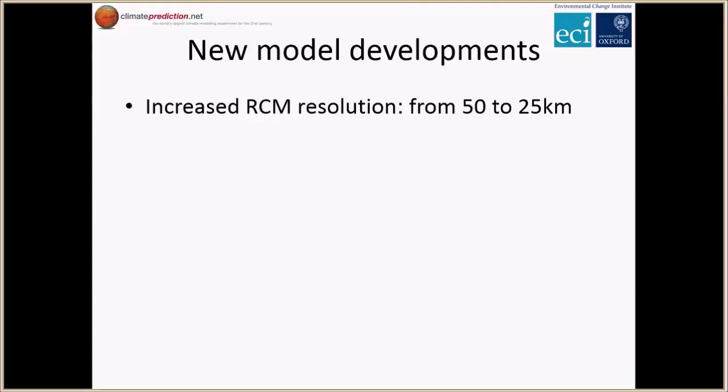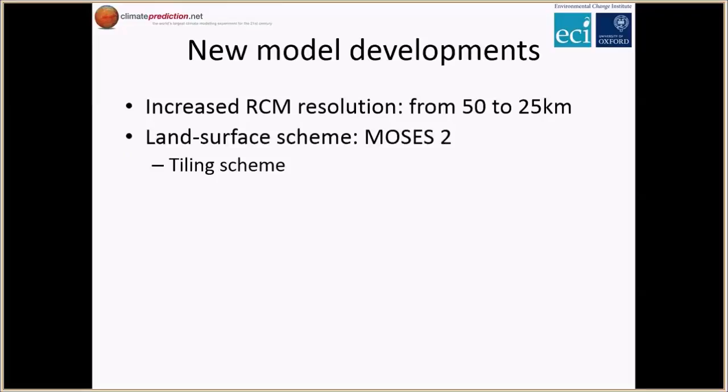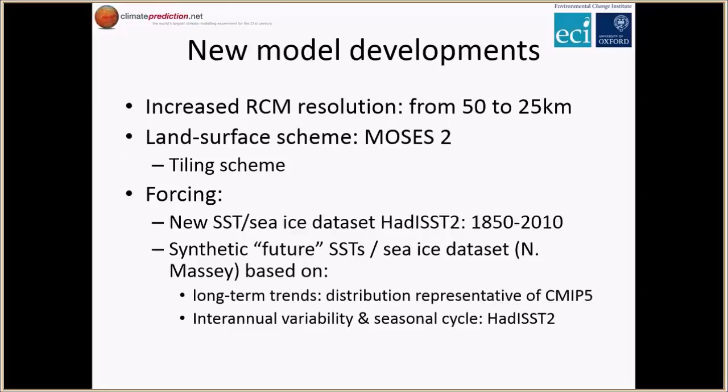For MaRIUS, we've made a few improvements to the model. For example, we've increased the resolution of the regional climate model down to 25 kilometers. We've implemented a new land surface scheme, MOSES2, which uses tiles to better represent land surface heterogeneity within grid cells. And in terms of the forcing used to drive the model, we are using the new sea surface temperature and sea ice dataset HadISST2.